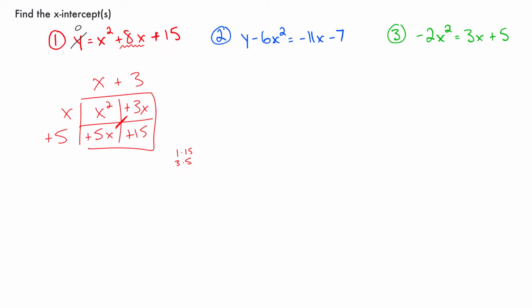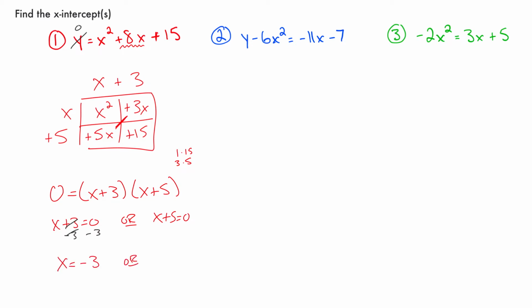The focus should not be on factoring. The focus should be on the next step, which is when you get 0 is equal to x plus 3 times x plus 5, going from that to the solution. I would set each one of these equal to 0. I would solve each one: subtract 3, x equals negative 3. Subtract 5, x is equal to negative 5. These are my two solutions.